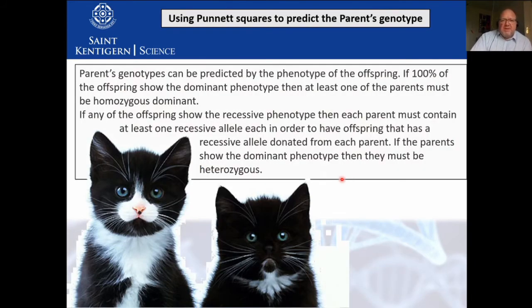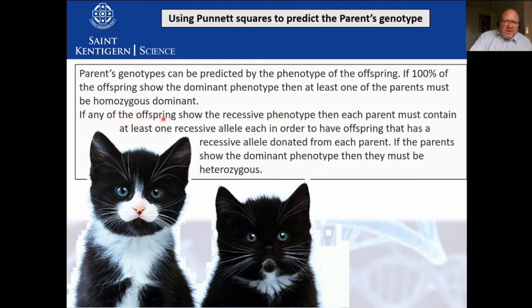Now I'll look at the kiddies. Okay, parents' genotype can be predicted by the phenotype of the offspring. So if you know what the phenotype is of the offspring, you can figure out what the parents' genotypes are, or predict. If 100% of the offspring show the dominant phenotype, then at least one of the parents is most likely homozygous dominant.